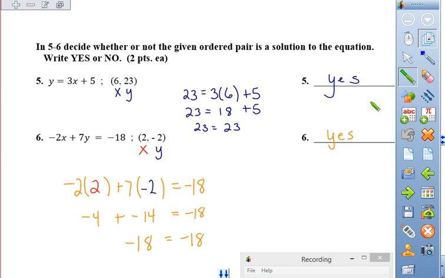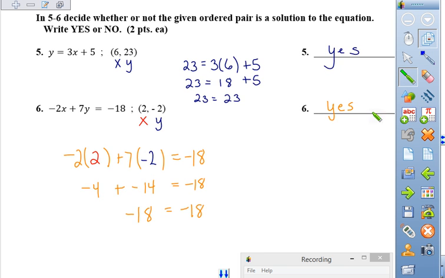Number 5. Decide whether or not the ordered pair is a solution to the equation. Write yes or no. So 6 is x and 23 is y. So we're going to plug those numbers in for y and for x. So 3 times 6 is 18. 18 plus 5 is 23. 23 is equal to 23, so this one is yes.